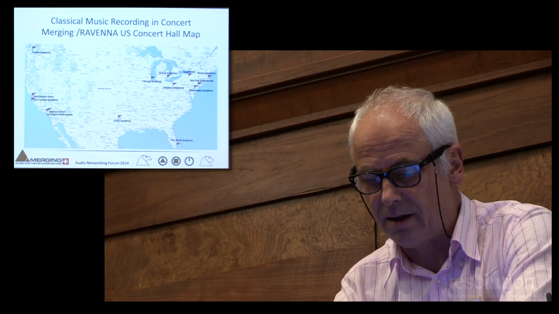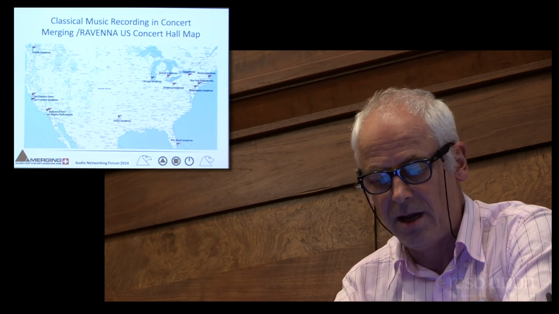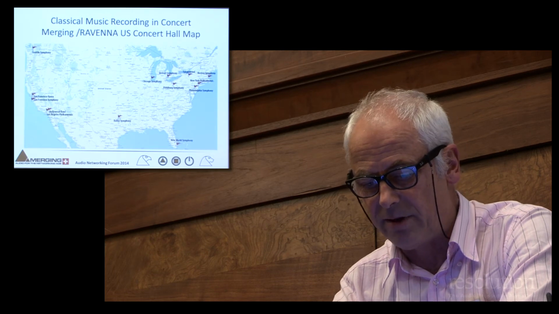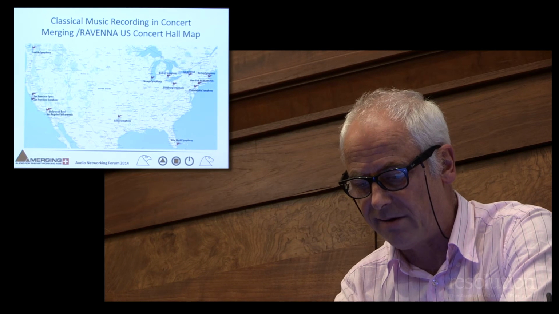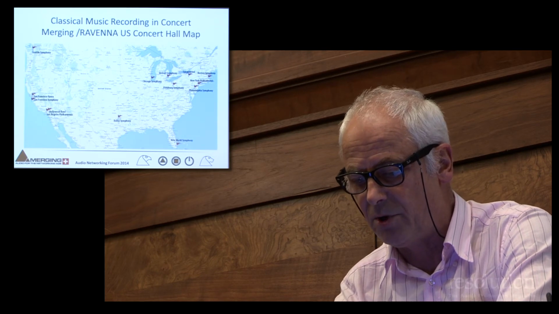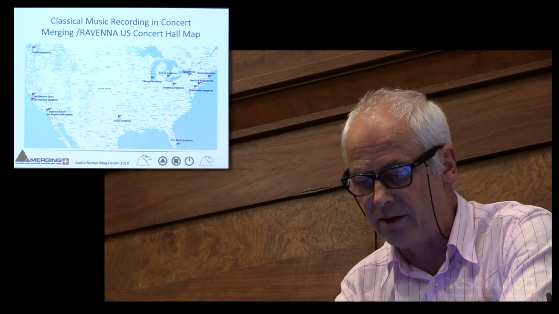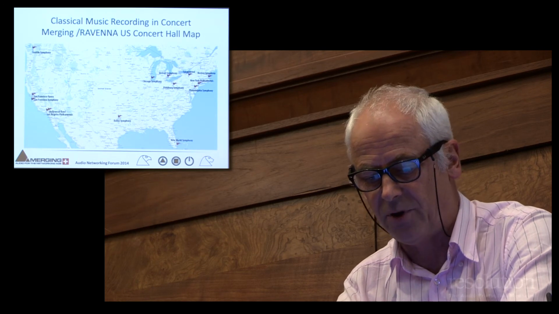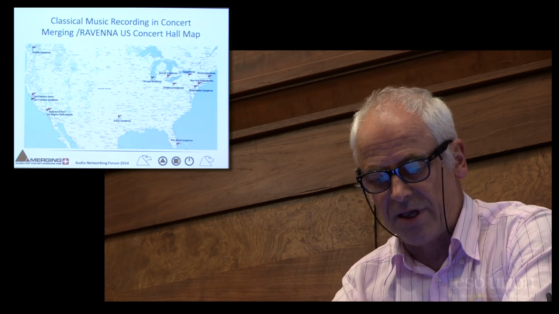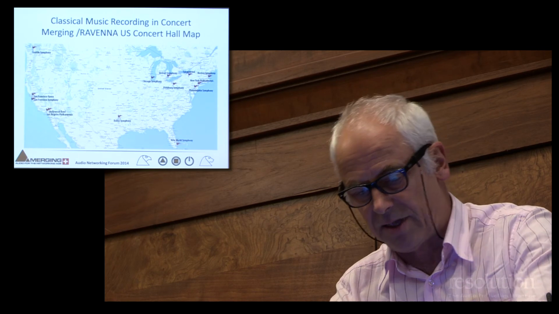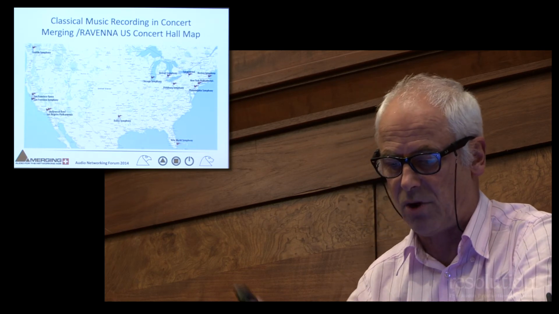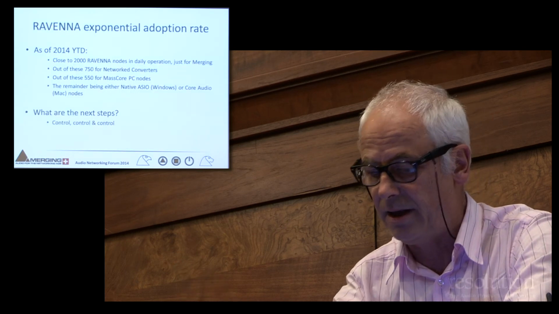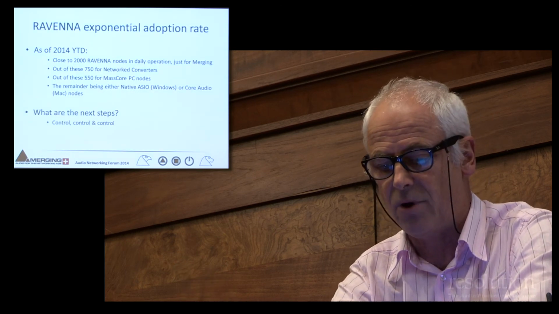Meanwhile, what happened is that throughout the USA, we covered pretty much all the main, or at least some of the most prestigious places, like the New York Philharmonic, the Boston Symphony, the Detroit Symphony, the Dallas Symphony recently, San Francisco Opera, the Los Angeles Philharmonic, the Seattle Symphony. They are all places which now run Ravenna and AES67.